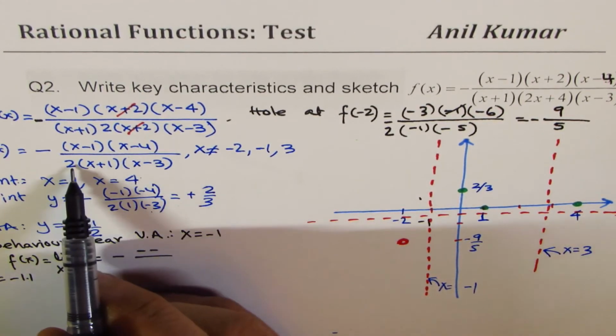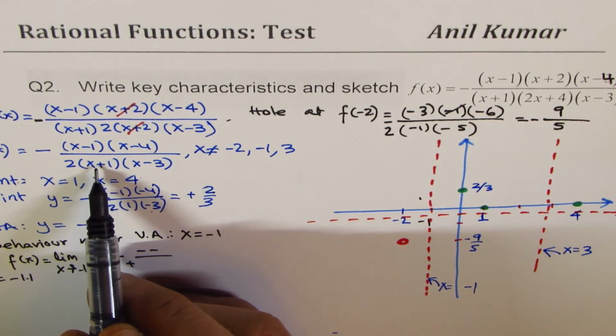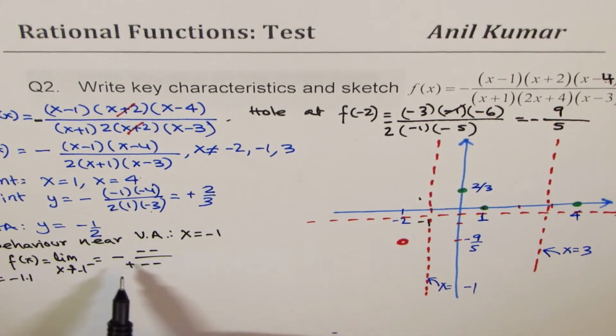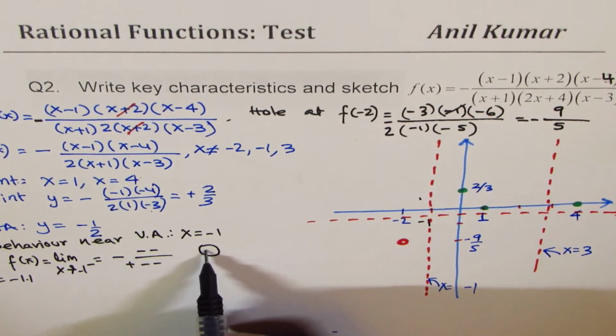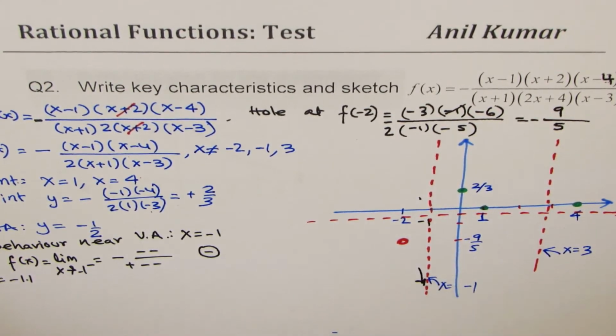And in the denominator, 2 is positive, always. This term, if it is more negative than 1, is negative. This term will be negative. So we have 1, 2, 3, 4, 5 negatives. So the end result is negative. So I have my function approaching negative infinity. Do you get this point?